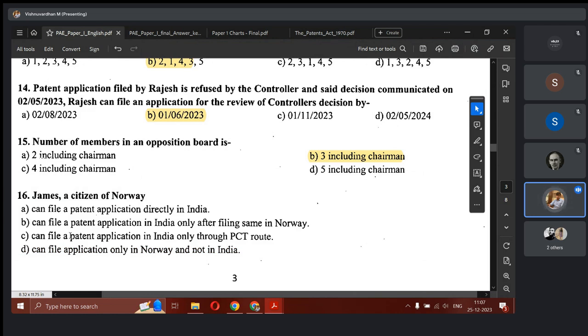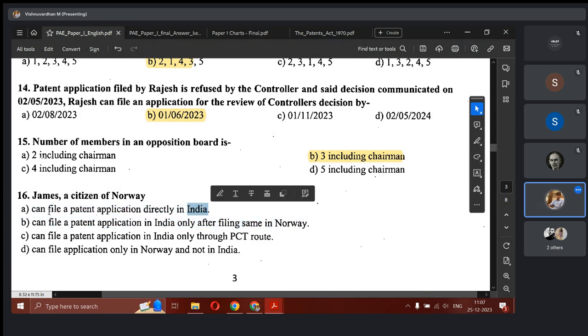Next, can file a parent application in India only through PCT route. This is also not true. He can come through Paris as well. Next, can file a parent application in India only after filing the same in Norway. Very sketchy. I don't think this is also true. And then lastly, can file a parent application directly in India. To my understanding, this has to be the right way.